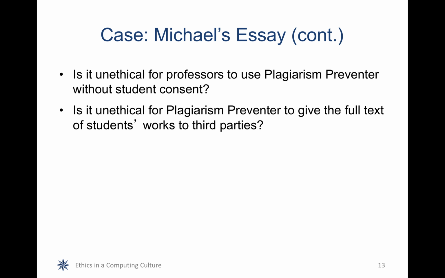So the question is to what extent was Michael's privacy violated and who violated it? And is it unethical for professors to use plagiarism preventers without student consent is another question. And is it unethical for a plagiarism preventer to give the full text of a student's work? So that should give you an idea, if you haven't read the story, about what's going on.